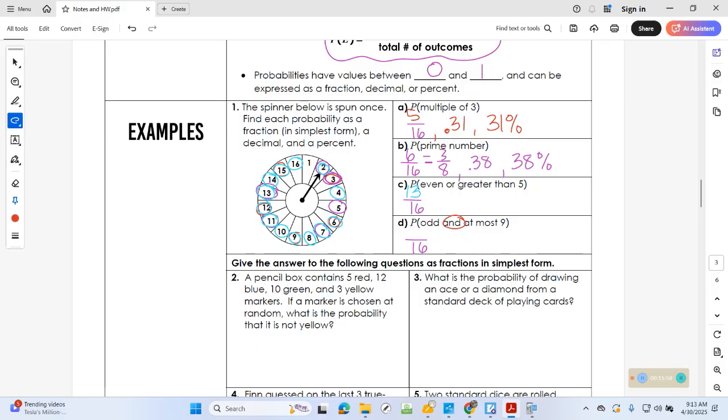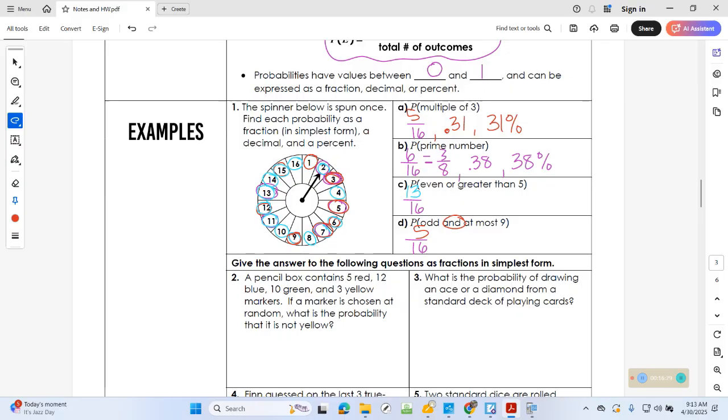So I'm going to start at 1. Is 1 odd and at most 9? Yep, circle it. 2 is not odd. Is 3 odd and at most 9? Yep. 4 is not odd. Is 5 odd and at most 9? Yep, okay. There's nodding yes. What about 6? No. 7 odd and at most 9? What about 9? It equals 9. We can have that. Okay, count them. You have 1, 2, 3, 4, 5. 5 over 16 doesn't reduce. I'm just going to leave it.